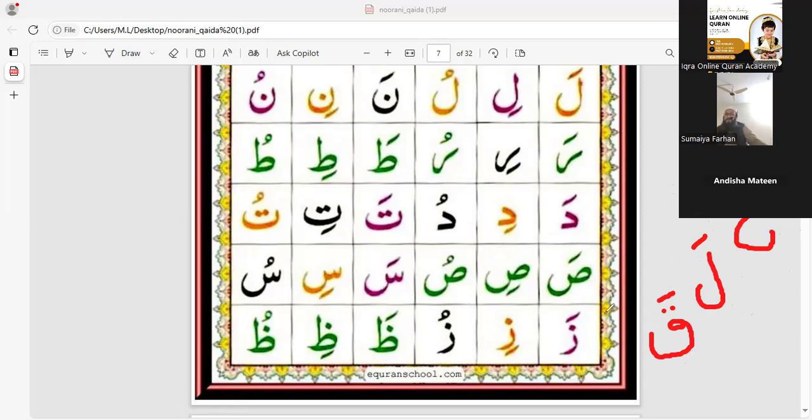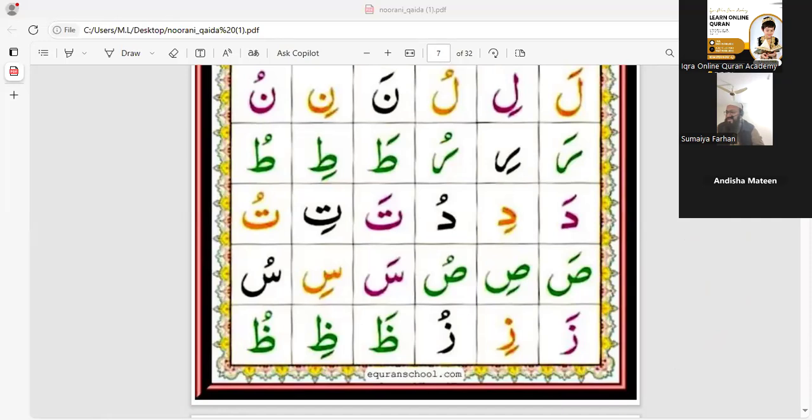Talaqa. Not kha. Kha. Bold it. Qalaqa. Qa. Not la qa. Read it quickly, quickly. Qalaqa. Qa la qa. Bold it. Qa la qa. Qalaqa. Now I'm writing.